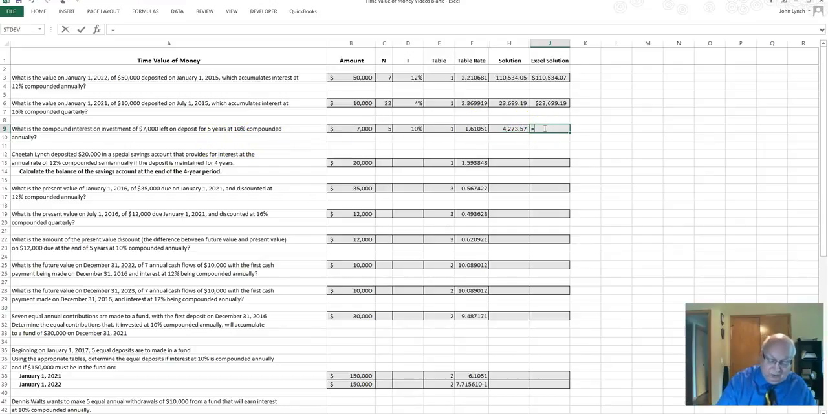And then this is equal to the same type of thing, future value. The rate is 10%.